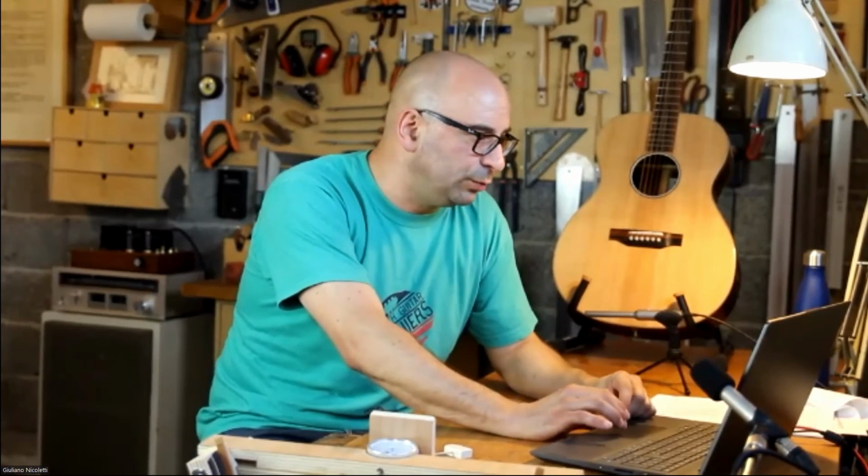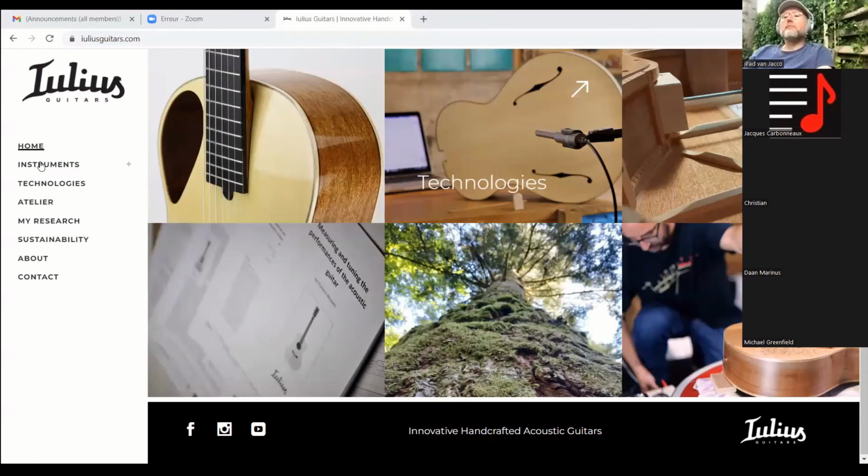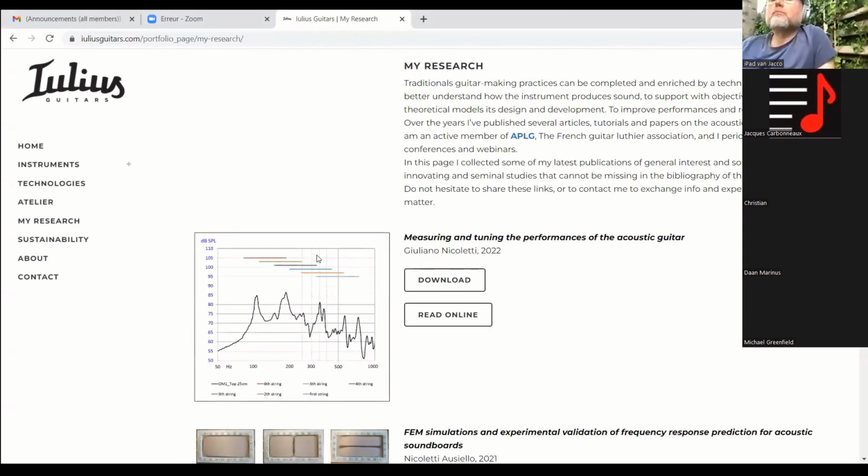I can show you the manual. I can show you the page. Okay, this is my website, and you have my research page. In this case, we are interested in the first one, measuring and tuning the performances of the acoustic guitar.